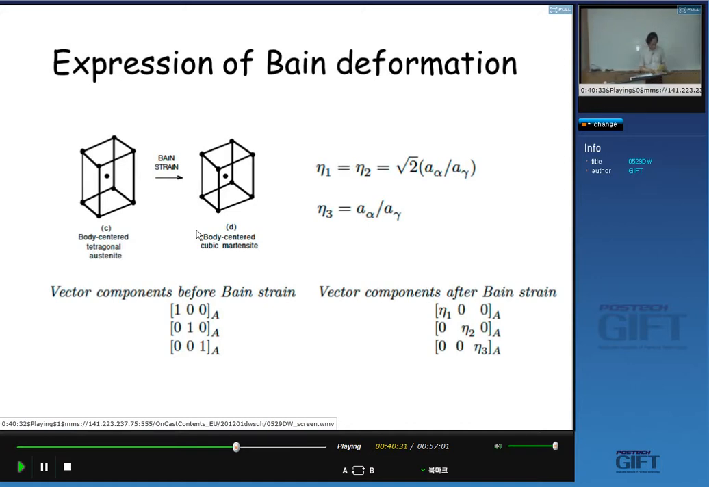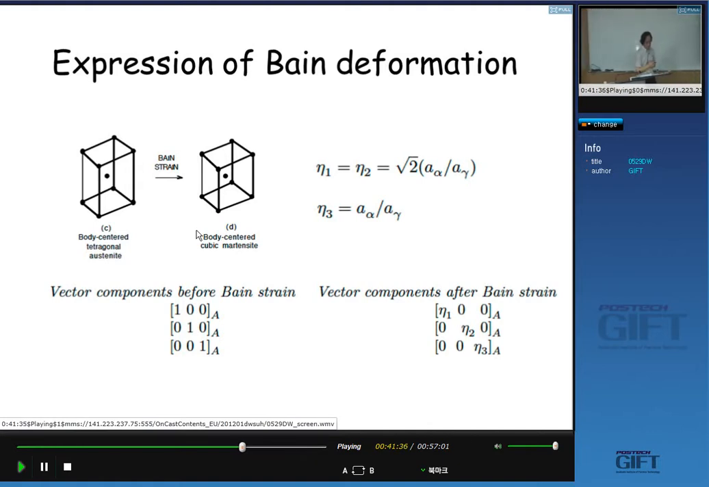So let's consider how it works, for example, in Bain deformation. As you know, the Bain deformation is a compression along this axis and stretching along this axis, right? So how is the vector affected by that kind of deformation?